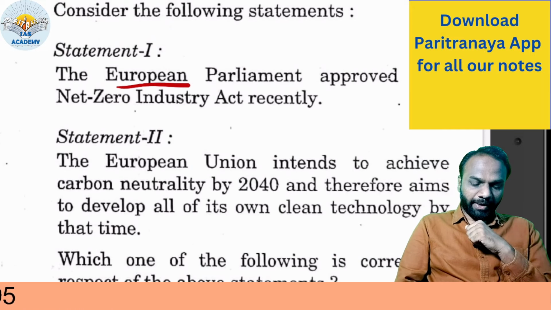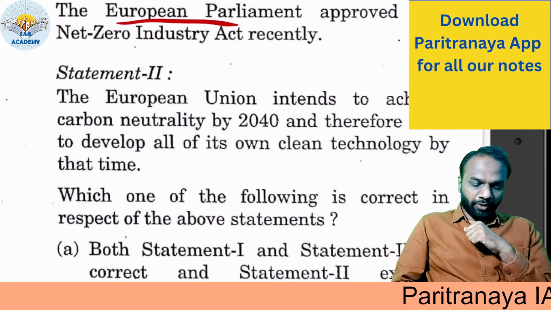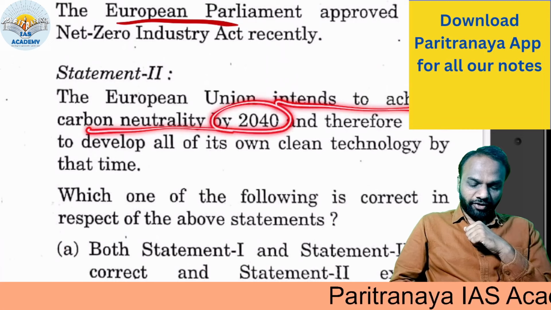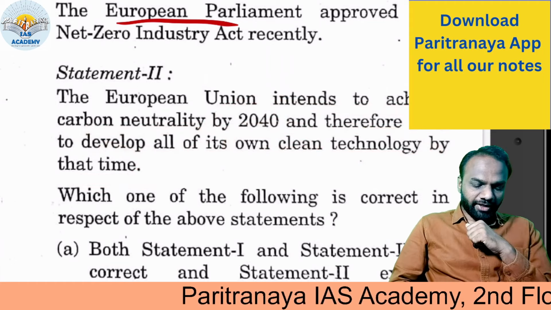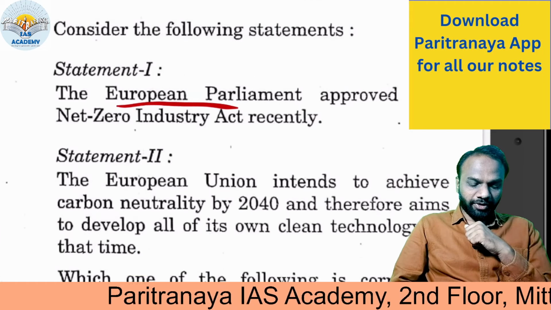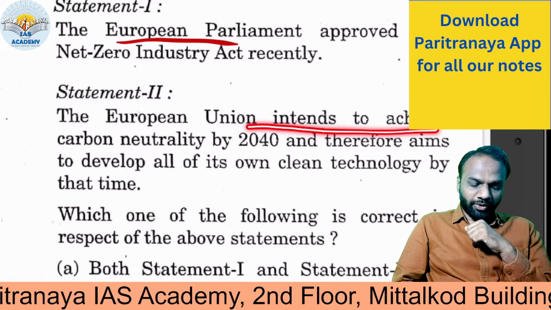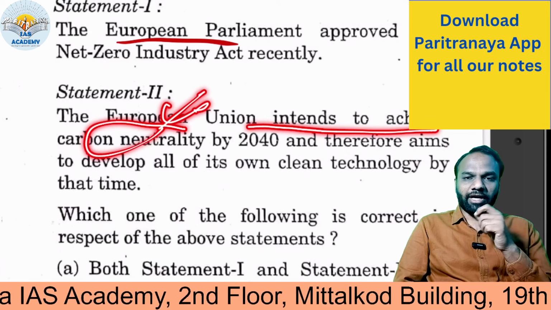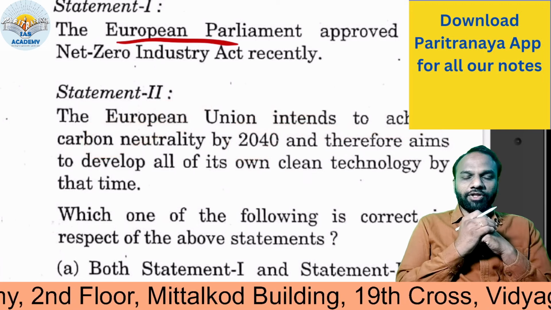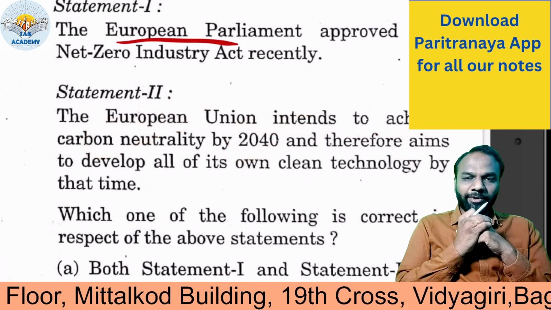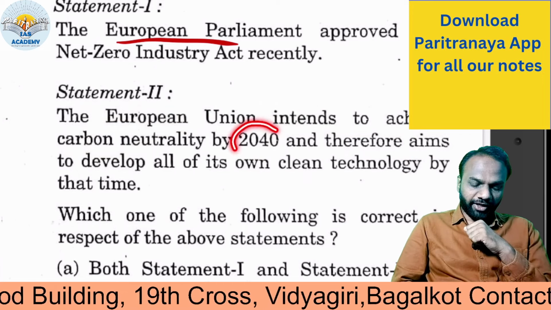Consider the following statements. The European Parliament approved the Net Zero Industry Act recently. The European Union intends to achieve carbon neutrality by 2040 and therefore aims to develop all of its clean technology by that time. Here we do not have direct content with respect to this question, but by general logic, what we can derive is that the European Union intends to achieve carbon neutrality. We have already discussed carbon neutrality. Here they are mentioning 2040. Achieving something by 2040 would be too ambitious and will not be possible. So we can guess that this 2040 might be wrong.